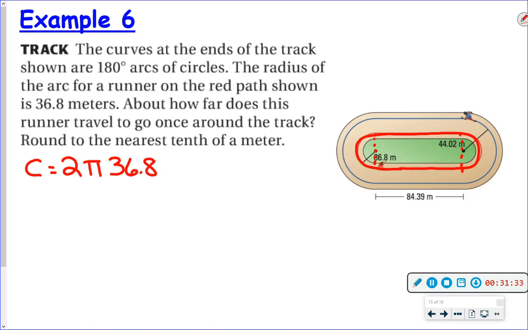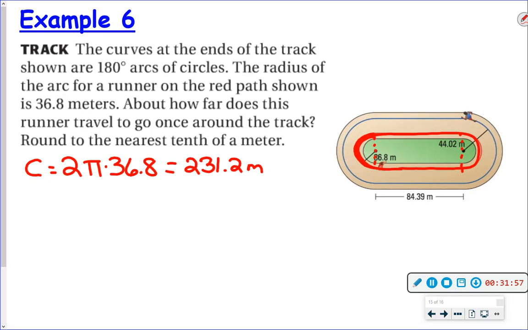All right, first start with that. Type it in. What do you got? So much calculator. So 231.2, I like it. Now, let's remember, that is just the ends here.